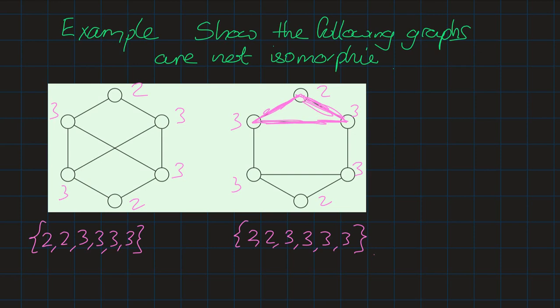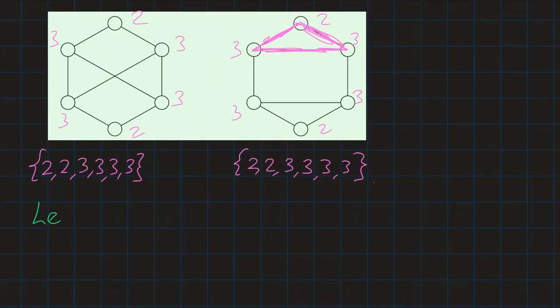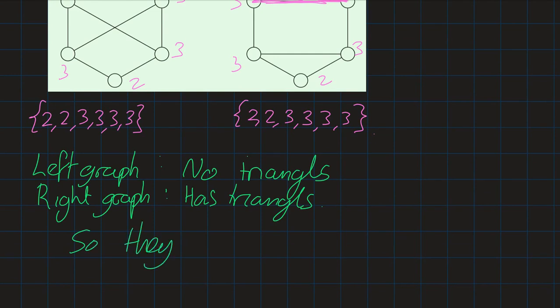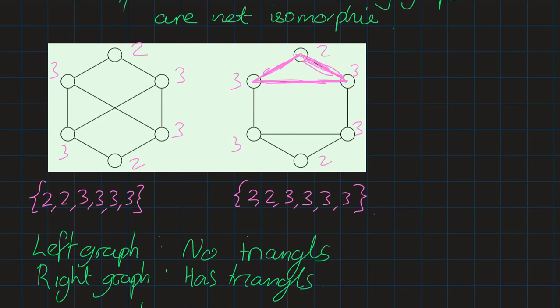So the existence of a triangle on the right one but not the left one means that they are not isomorphic. So the left graph has no triangles, whereas the right graph has triangles. So they're not isomorphic. Okay, and that's the end of this example.